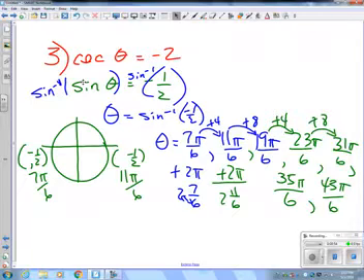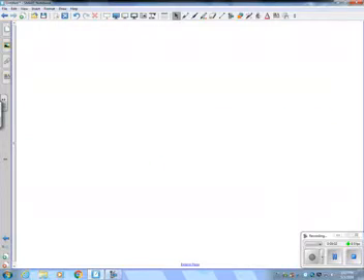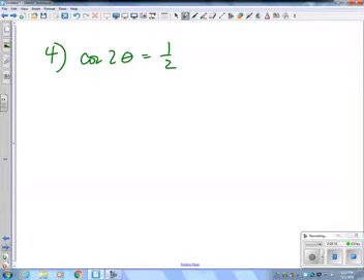Now let's look at just a couple more examples of this, but let's add an extra step. So sometimes there'll be extra numbers in your problem. For example, in question number 4, let's look at cosine of 2 theta equals 1/2. So I need to get rid of the word cosine, and I need to get rid of multiplying by 2. But because the multiplying by 2 is inside the cosine, I have to get rid of the cosine first. So I'm going to do cosine inverse.